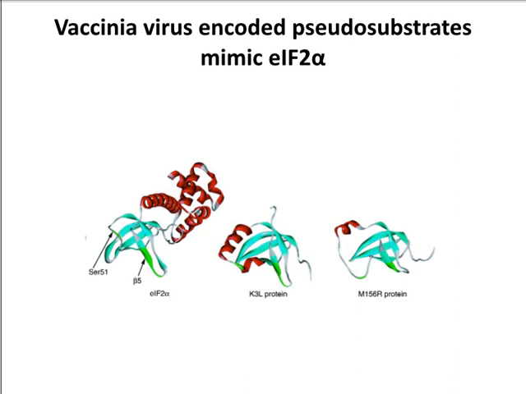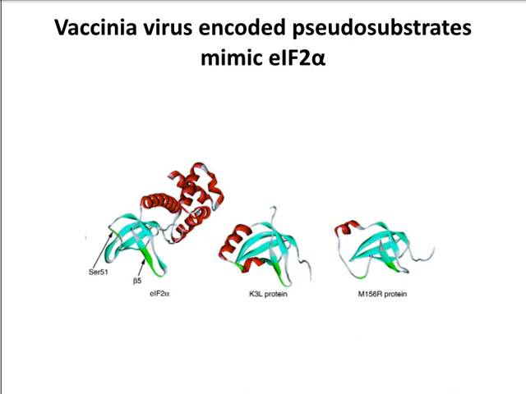Here's what vaccinia virus does. Its genome encodes what are called pseudosubstrates. They look like EIF2 alpha. That's again, EIF2 is a component of the ternary complex that gets phosphorylated by PKR. Vaccinia virus makes a protein, it makes two actually, one called K3L, one called M156R, that look just like the part of EIF2 alpha that gets phosphorylated.